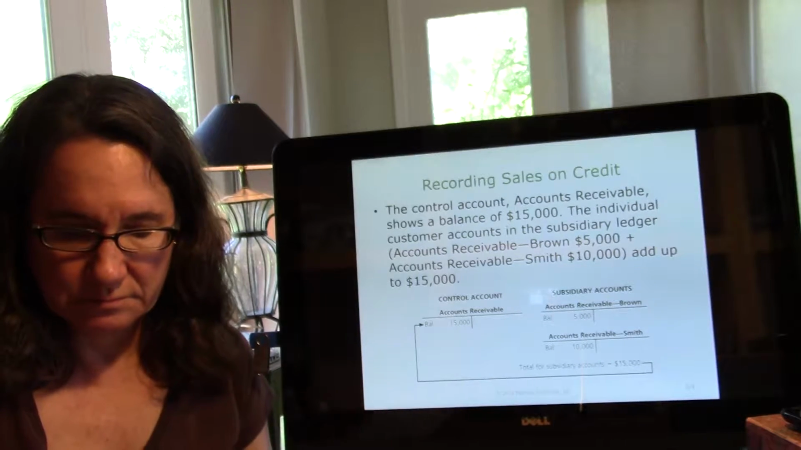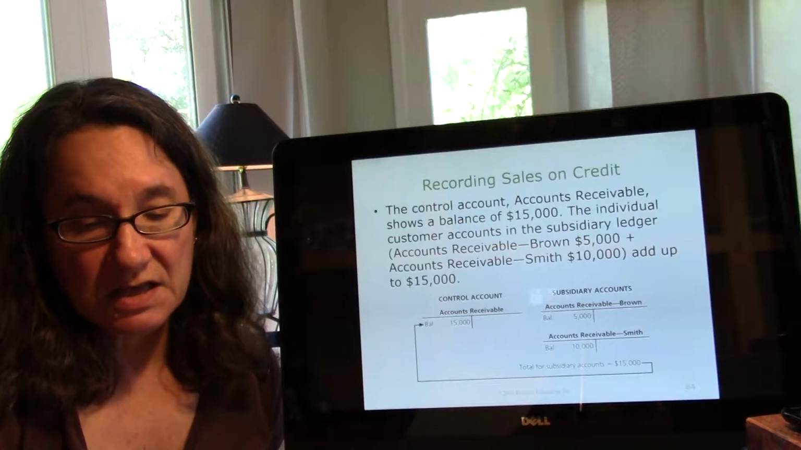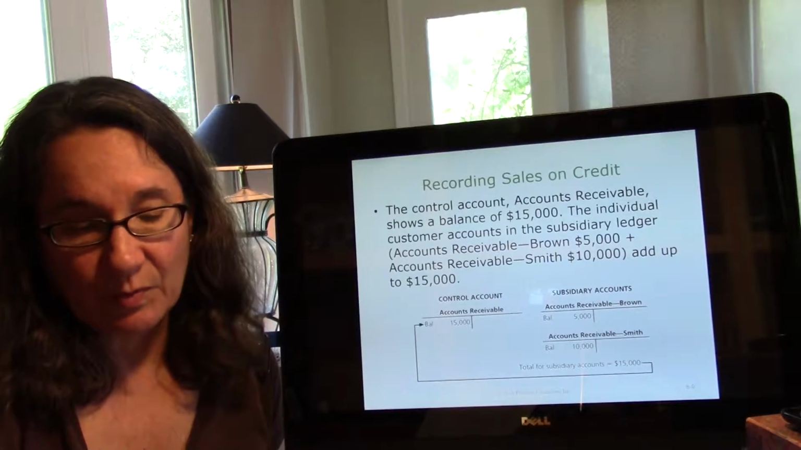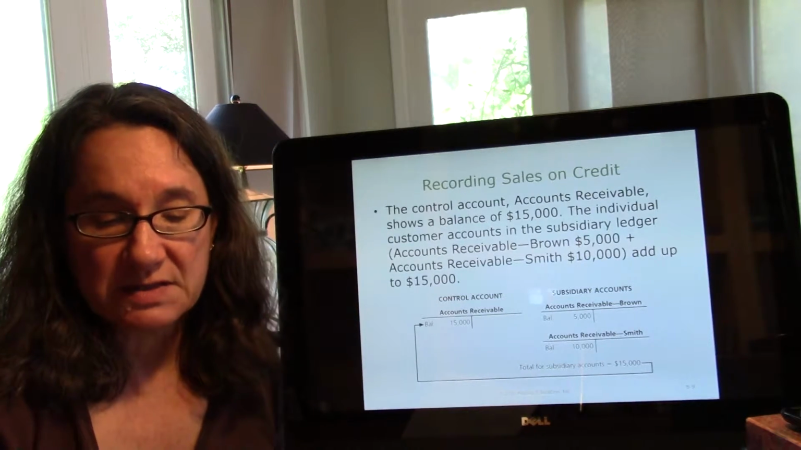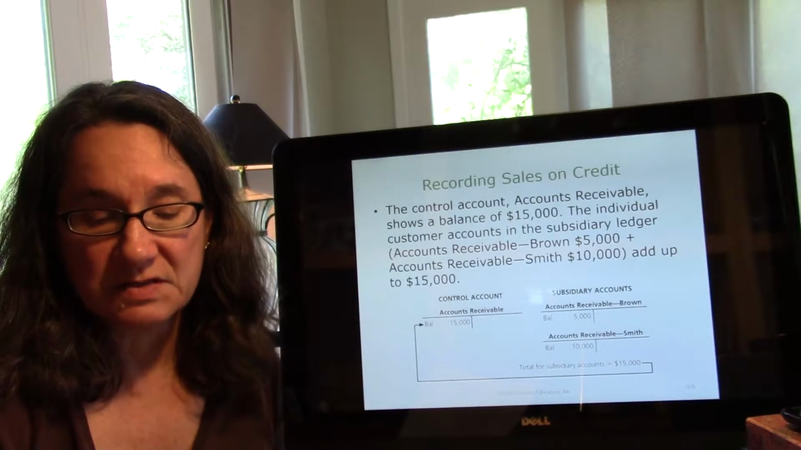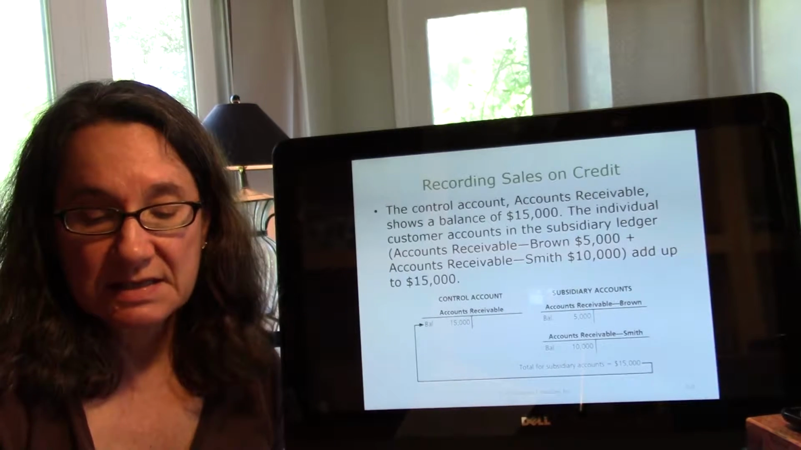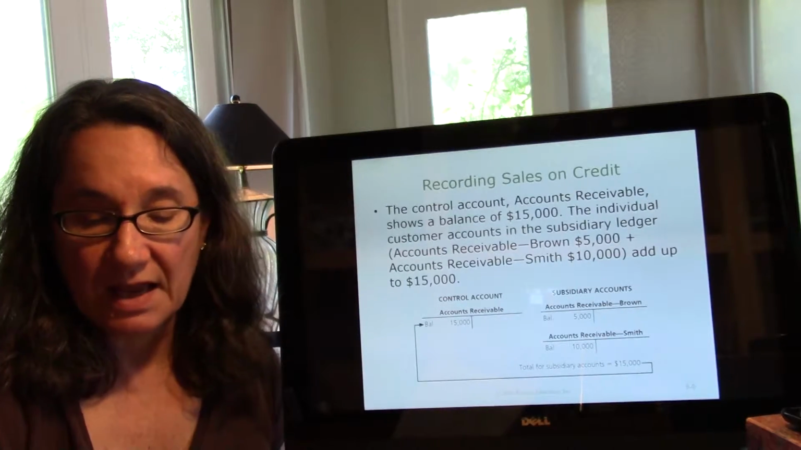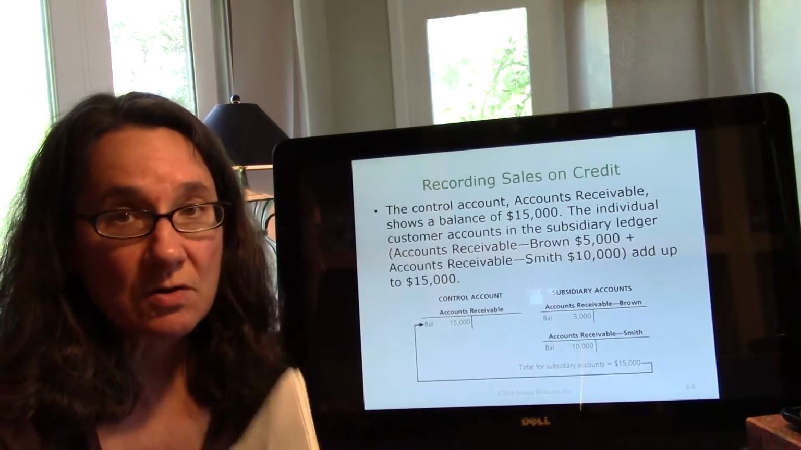Now, these separate customer accounts receivable, for example, accounts receivable Brown, are called subsidiary accounts. The sum of all balances in subsidiary accounts receivable equals a control account balance. So here's that word control.